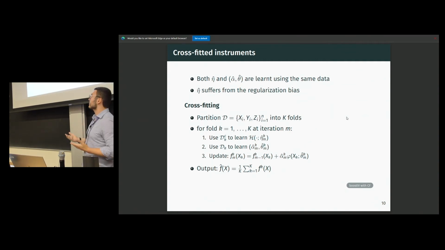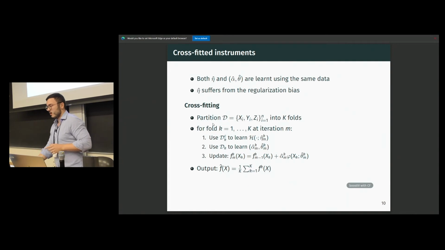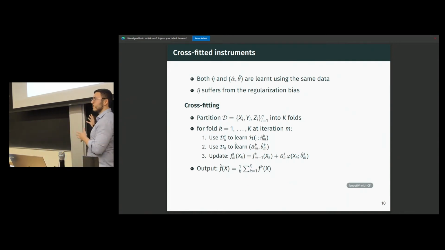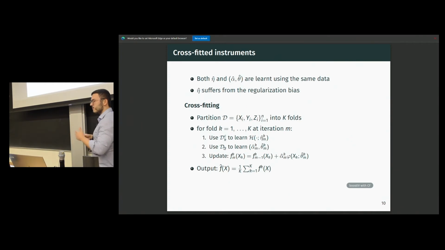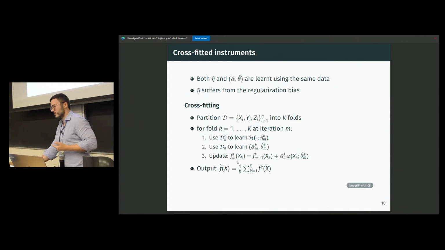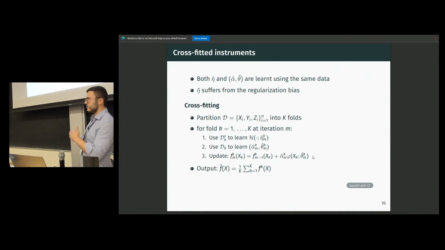And for each fold k at iteration m, we're going to use the data outside of the fold, D^c, to learn the IV transformation. Then we're going to use the data inside the fold, D_k, to learn the basis function parameters. And then for each and every fold, we will make our updates in the standard fashion. The final estimator is going to be the average across these folds.